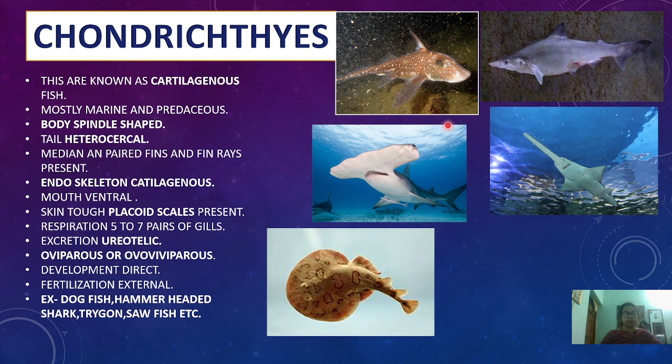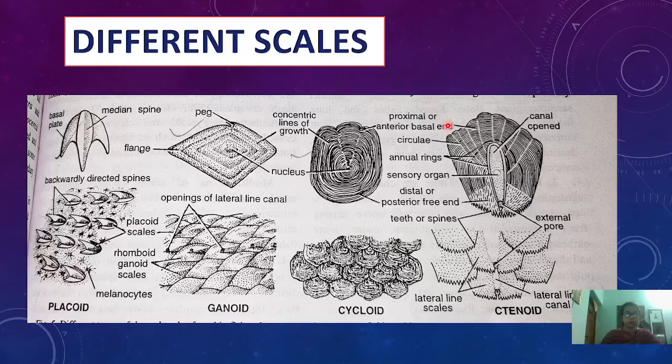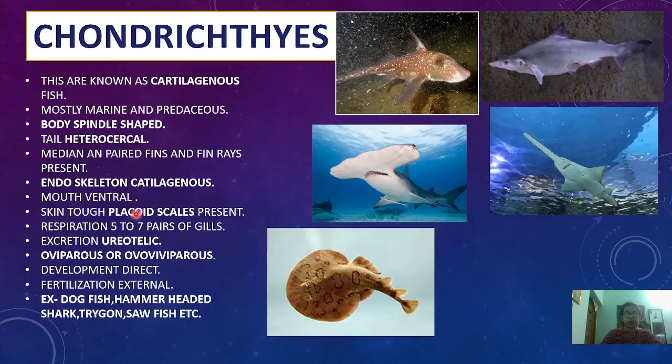What are placoid scales? Let us see. These are the placoid scales. These are backwardly directed spine-like scales, which are among the main characteristics of the chondrichthyes. So these are the placoid scales.